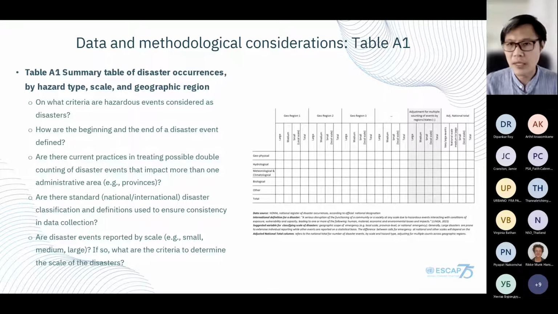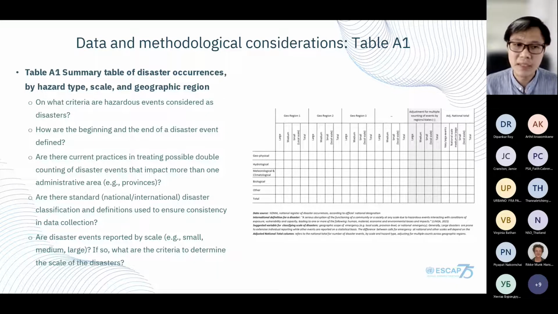So when we work on table A1, there might be some questions that we might ask ourselves in terms of counting the disasters. For instance, if we have hazardous events that might happen all the time, when exactly would the hazardous event turn into a disaster, what would be the criteria? And how do we define the beginning and ending of a disaster? Some disasters are very easy to identify when they actually start and when they actually stop.